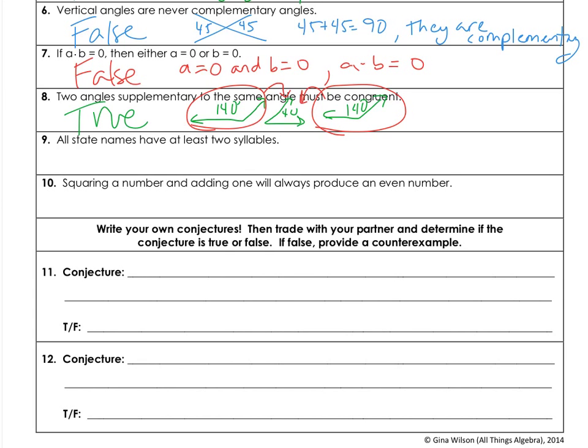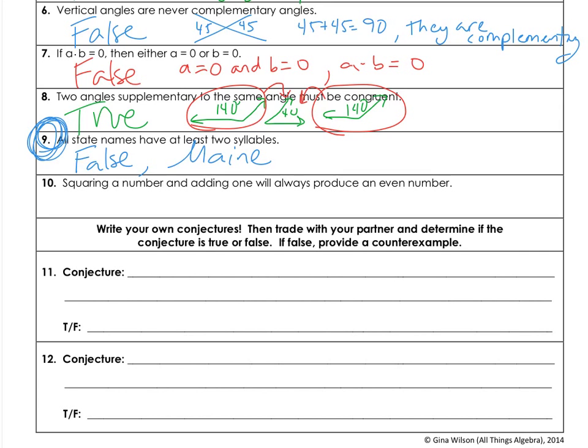And for number 9, now I want you to work this one out on your own on the side. All state names have at least 2 syllables. So I want you to answer, is it true or false? And then also, if it's false, give me an example of a state that does not have 2 syllables in its name. All right, so now that you've answered it, this is false, because there is an example of a state that does not have at least 2 syllables, and that would be Maine.